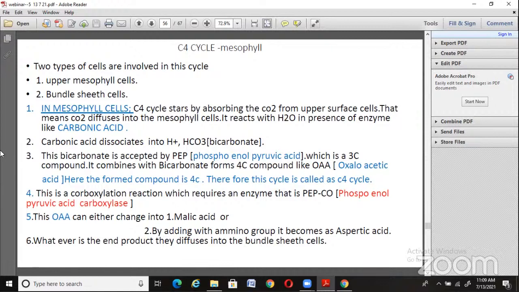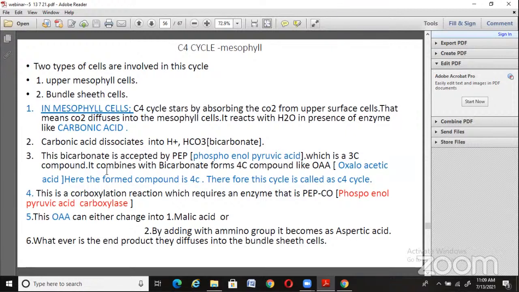So CO2 is not combining with PEP directly. First, CO2 reacts with a water molecule in the presence of carbonic anhydrase and helps in the synthesis of carbonic acid. Now this carbonic acid dissociates into a proton and bicarbonate. Then this bicarbonate is accepted by PEP. That means CO2 is not directly accepted by PEP; in the form of bicarbonate, it is accepted by PEP. What is PEP? Phosphoenol pyruvic acid, which is a 3C compound.